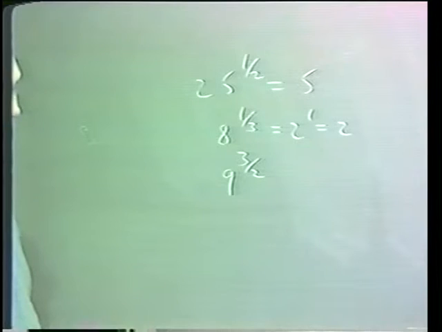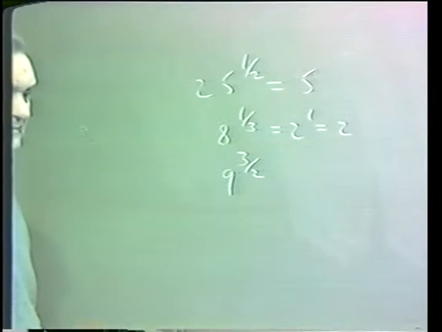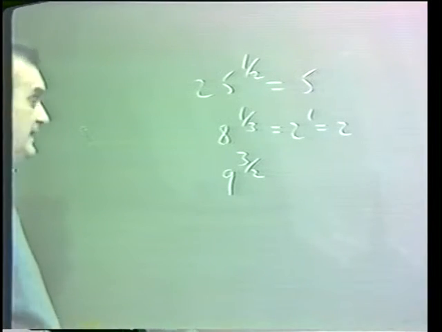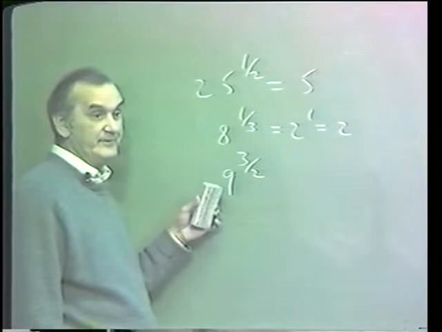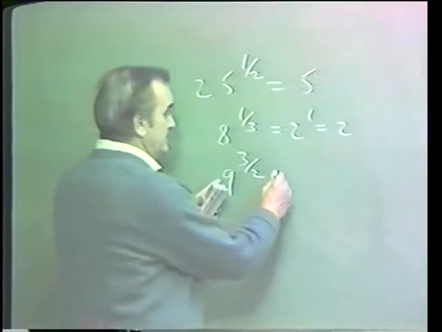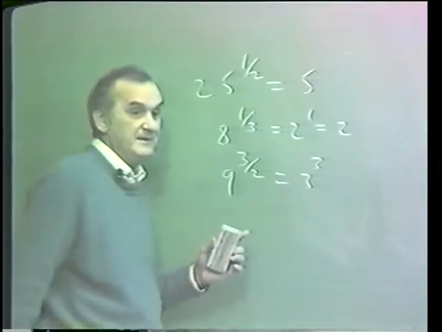Nine to the 3/2 power. What would that equal, Beeb? 27. How do we get it? Well, it says take the second root of 9, that's 3. And what you have to do is raise it to the 3rd power.